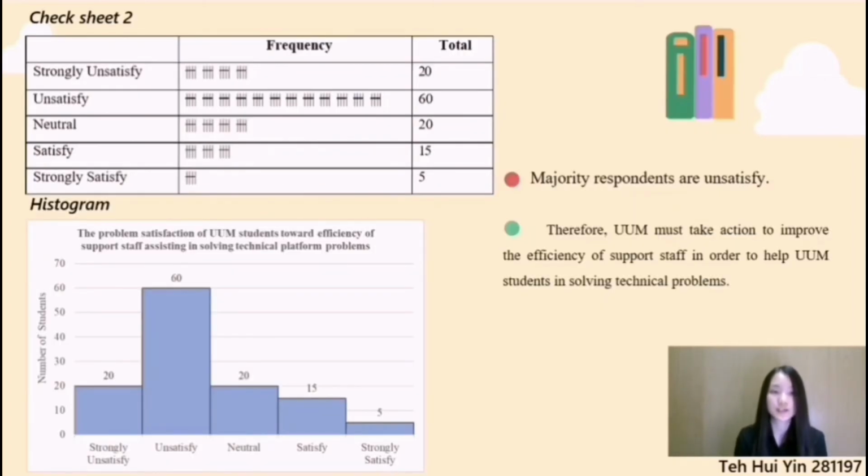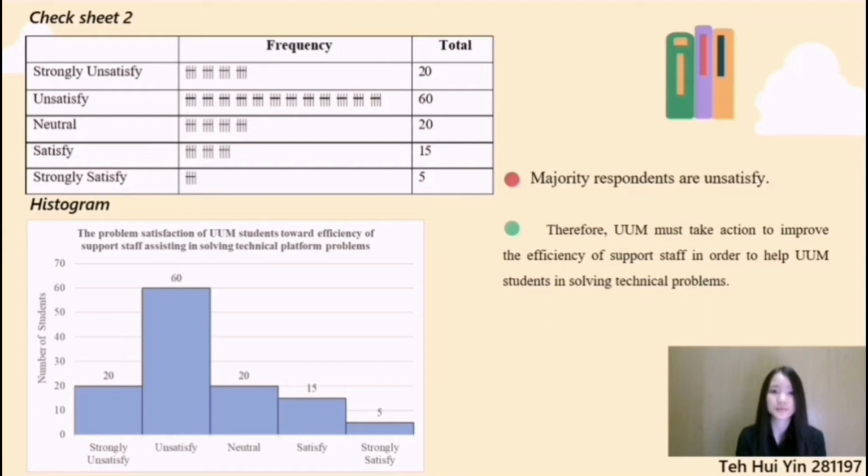Next, we also use the check sheet and add a histogram to collect data from the surveys to identify the satisfaction of UUM students with the work efficiency of support staff in assisting with technical platform problems. From the data, we can know 20 respondents strongly unsatisfied, 16 respondents unsatisfied, 20 respondents neutral, 15 respondents satisfied and only 5 respondents strongly satisfied. So overall, the majority of respondents are unsatisfied. Therefore, UUM must take action to improve the efficiency of support staff in order to help UUM students in solving technical platform problems.